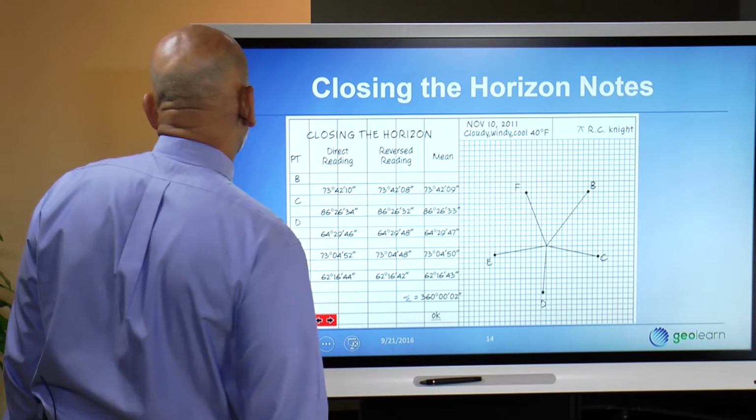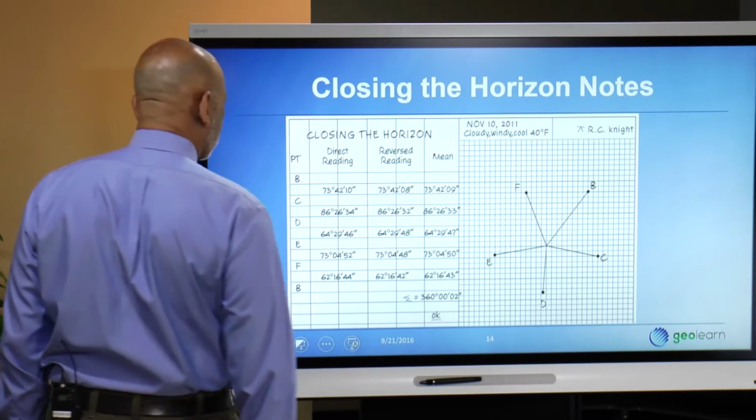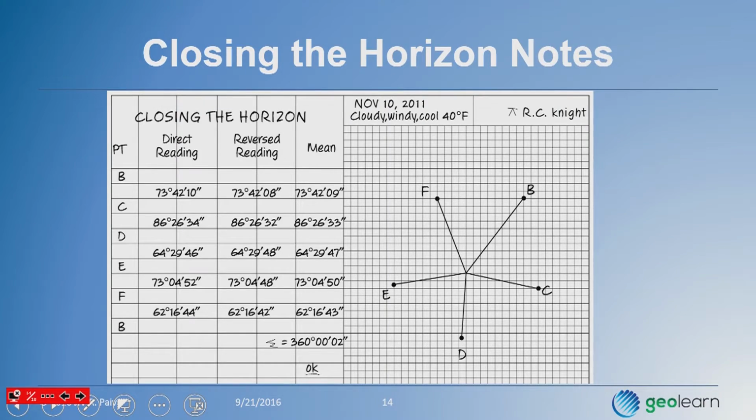So here's a set of typical field notes where we have closing the horizon. So we have set up at this center point over here, and we start by recording the angle from B to C.